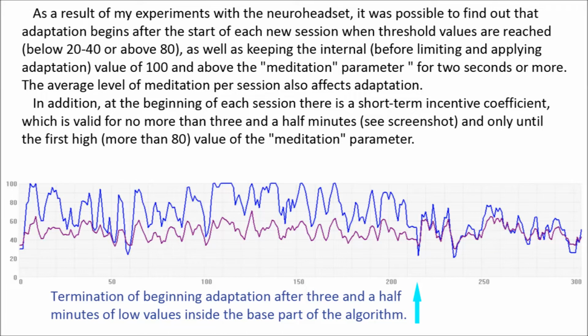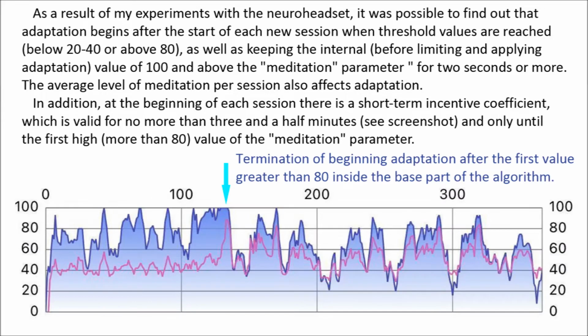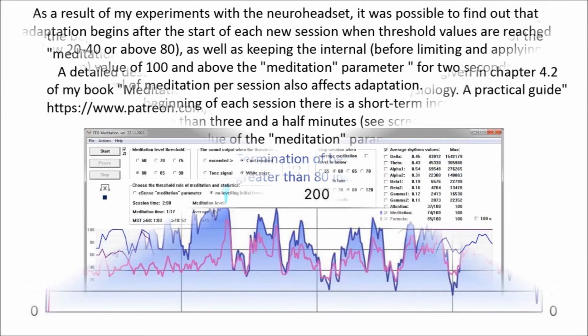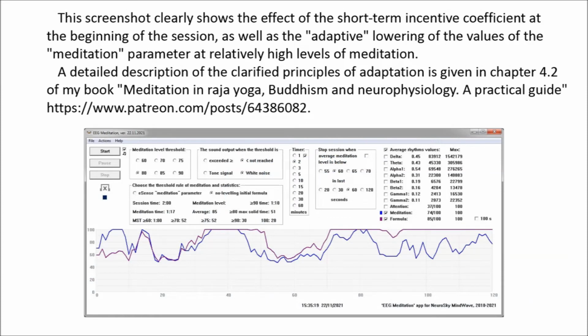In addition, at the beginning of each session there is a short-term incentive coefficient, which is valid for no more than 3.5 minutes and only until the first high, more than 80, value of the meditation parameter. This screenshot clearly shows the effect of the short-term incentive coefficient at the beginning of the session, as well as the adaptive lowering of the values of the meditation parameter at relatively high levels of meditation. A detailed description of the clarified principles of adaptation is given in Chapter 4.2 of my book, Meditation in Raja Yoga, Buddhism and Neurophysiology, a Practical Guide.